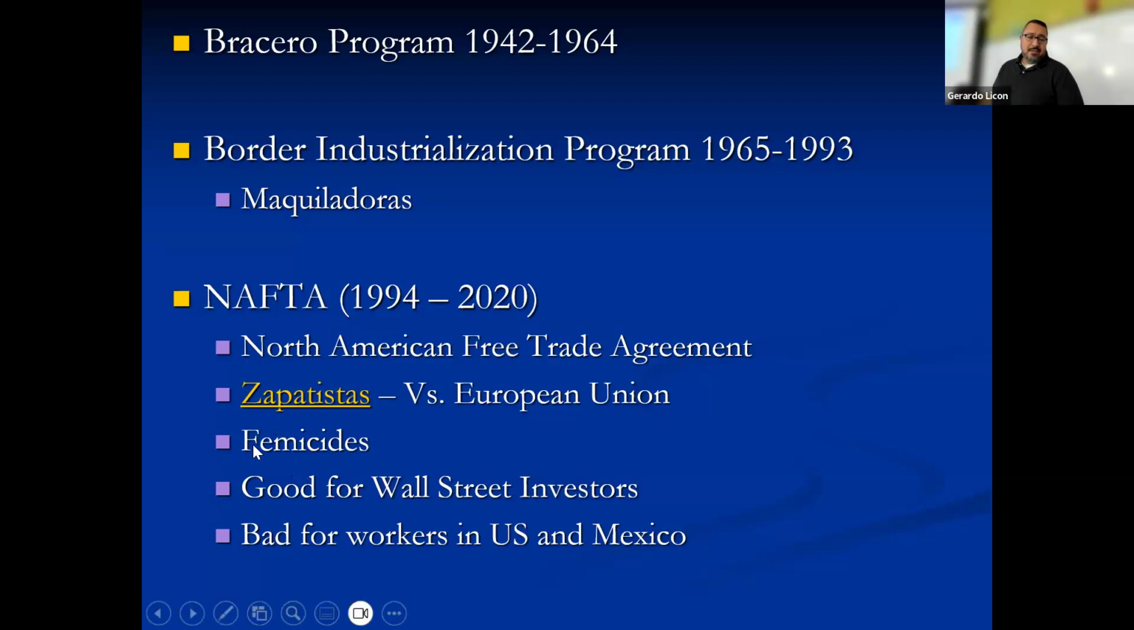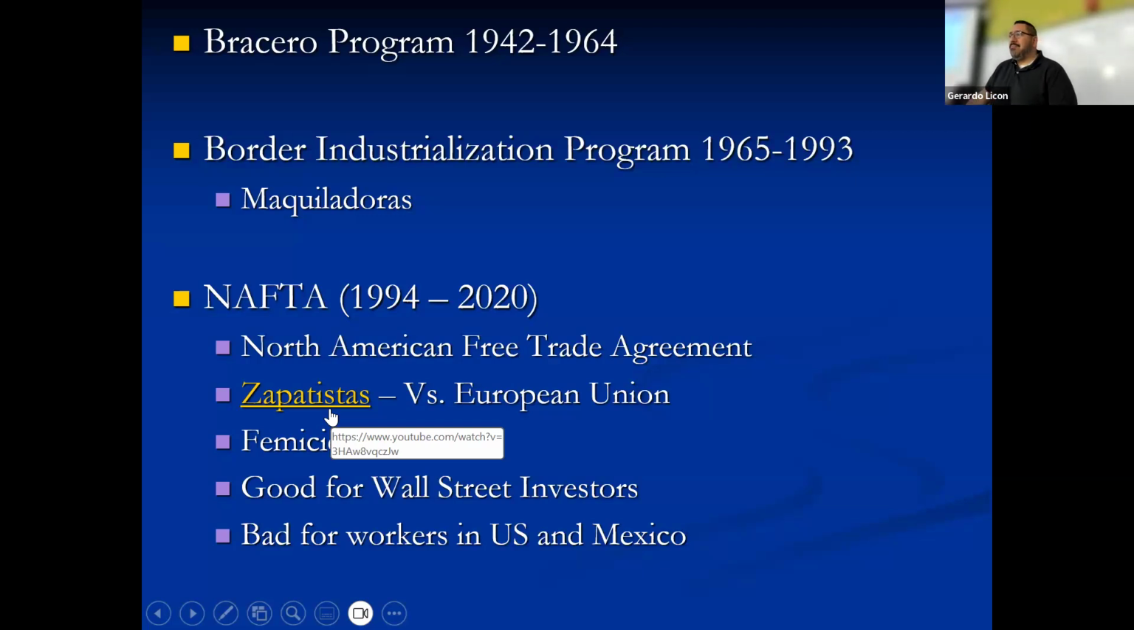And like I mentioned before, there were people who used to subsist on growing and working in farms and growing corn and beans. They were no longer able to, because the market price for corn became so low that they couldn't compete. They couldn't sell their stuff and the government was no longer subsidizing it. So they moved from rural areas to urban areas. And they also moved along the US-Mexico border where the majority of the maquiladoras were.